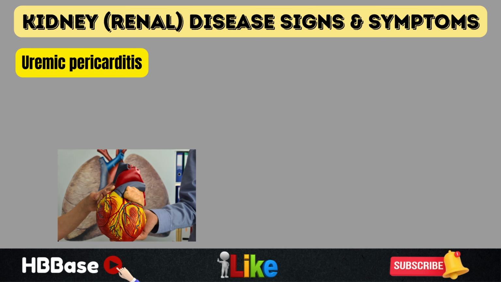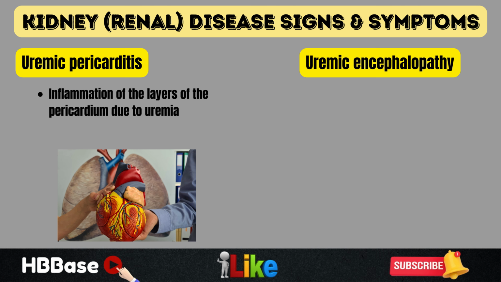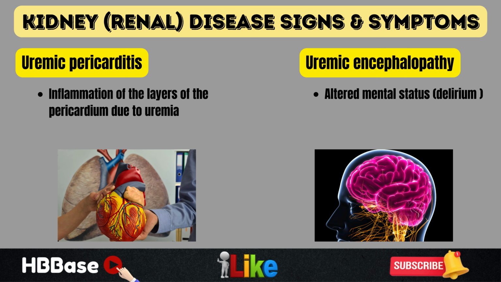One of them is uremic pericarditis. So uremia can lead to pericarditis, which is inflammation of the pericardium. The uremia, along with some other metabolic toxins, can cause inflammation of the layers of the pericardium. So we can see patients having chest pain, often positional, and maybe pleuritic as well. And uremia can also cause uremic encephalopathy. We can see this often in more advanced kidney disease. This encephalopathy can lead to an altered mental status, oftentimes delirium in these patients, and confusion as well.